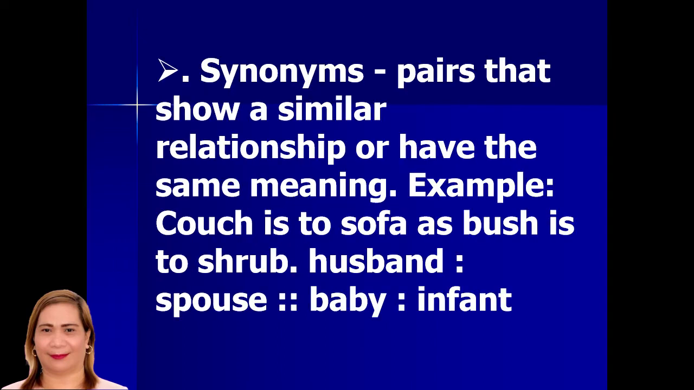The second type is what we call synonyms. Synonyms are pairs of words that show similar relationship or have the same meaning. So we have the given example, couch is to sofa, as bush is to shrub. Husband is to spouse, and baby is to infant. So as you can see in this given example, we have synonymous ideas. So that is the second one.